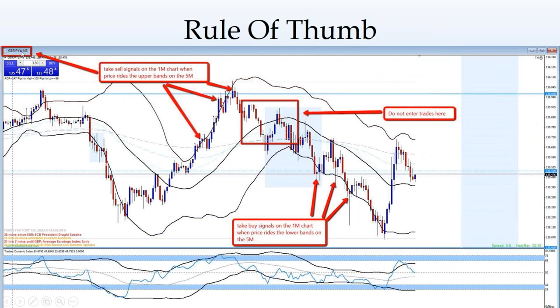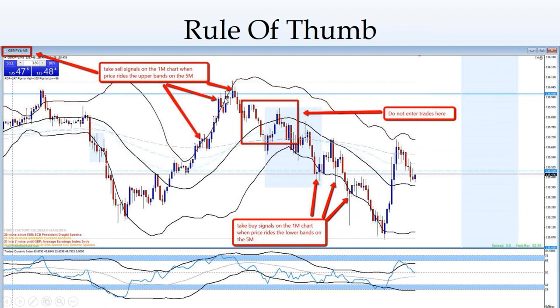We're looking at the 5-minute chart on the pound yen. Now, take sell signals on the 1-minute chart when price rides the upper bands on the 5-minute. So check this out. We're up here. We kind of squeezed a little bit right here, so I'd be cautious of this area. But we're riding the upper bands on the 5-minute chart.